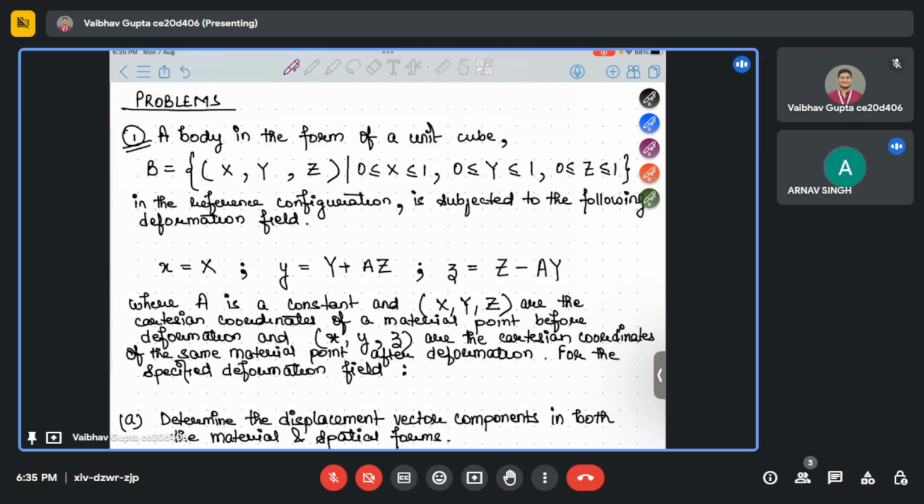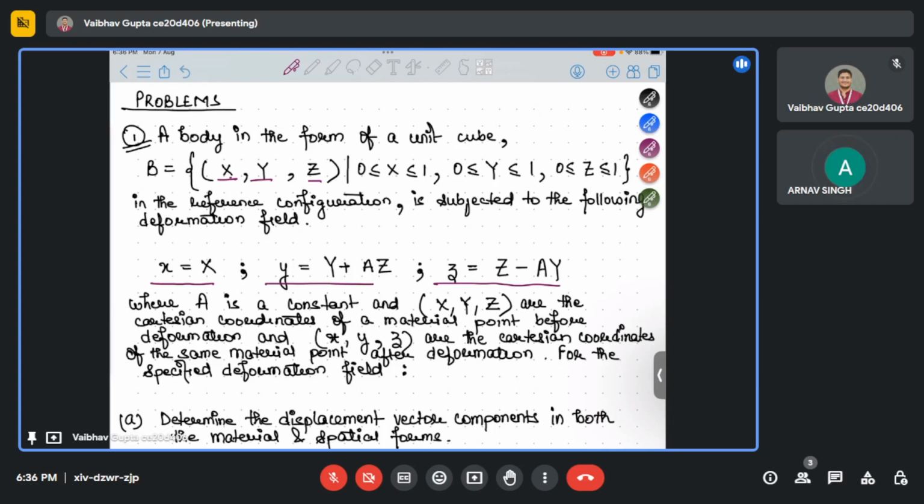And it said that in the reference configuration, you can see that the letters are in capital form. That's why it is mentioned in the question, in the reference configuration, it is subject to the following deformation field. So the deformation field is given like this. These three are given to you. Now you can see that small x is related to capital X, small y is related to capital Y and capital Z, and small z is related to capital Z and capital Y.